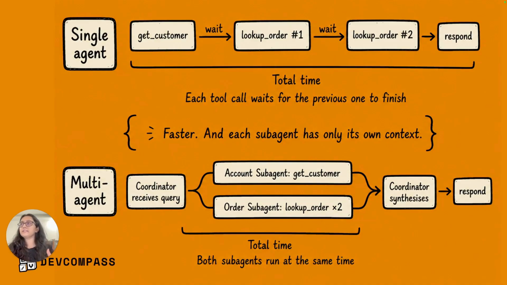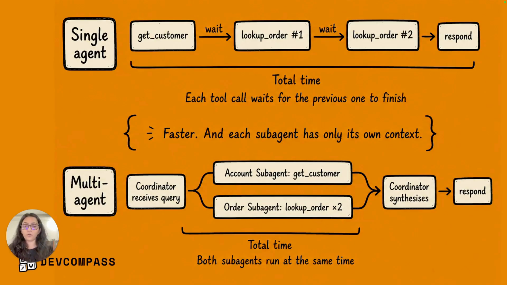The top row is single agent sequential. The agent receives a complex customer query that requires looking up account information and 2 separate order records. It calls get customer, waits, gets the result, appends it to the context, then calls lookup order for the first order. Again waits, gets the result, appends, and so on. So total time is 3 sequential tool calls, one after another. Each wait is a real latency: API calls, database queries, and each result is sitting in the same context window the whole time.